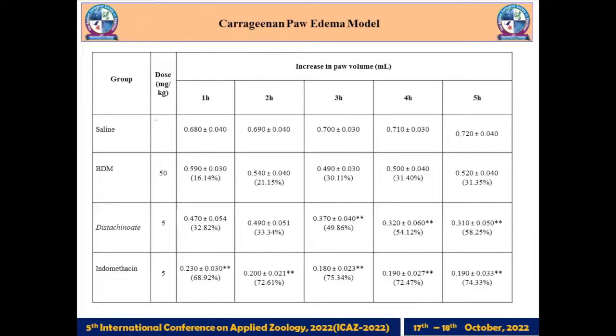Carrageenan paw edema model. In this model, saline, Brinia distachia methanol extract, and distachionate were used against the standard indomethacin. The novel distachionate shows a significant result against the standard indomethacin.